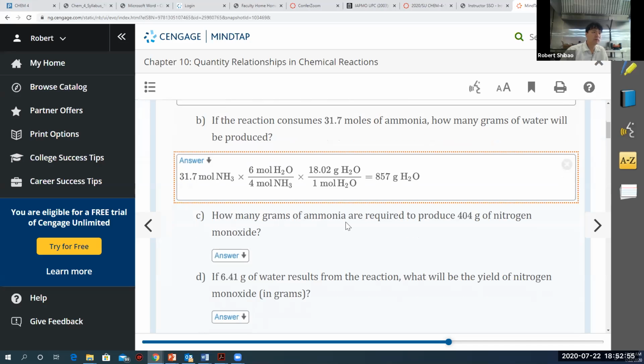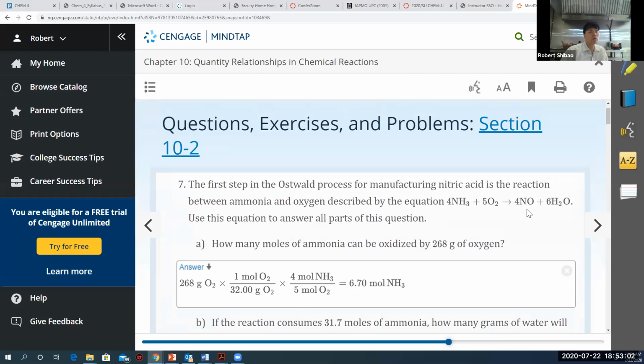How many grams of ammonia are required to produce 404 grams of nitrogen monoxide? Okay, so again, 404 grams, and this is the way I do stoichiometry maps. Sometimes it's like this. I have grams of NO, and then I go from grams of NO to moles of NO, and then moles of NO to what? What am I going to?